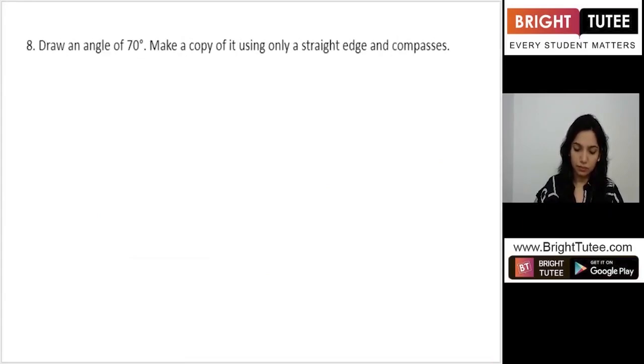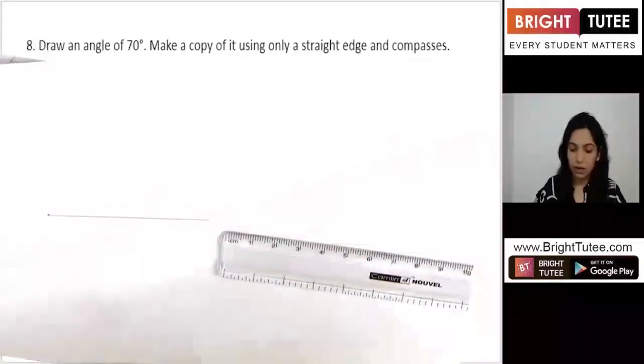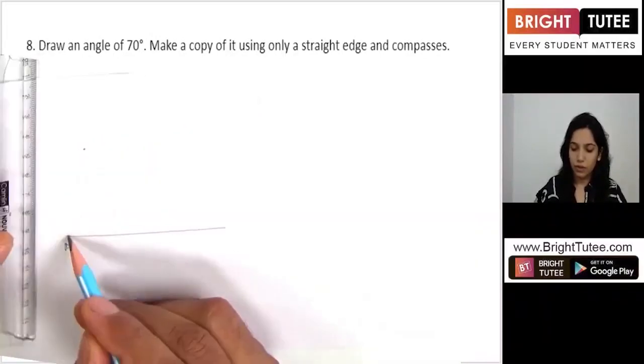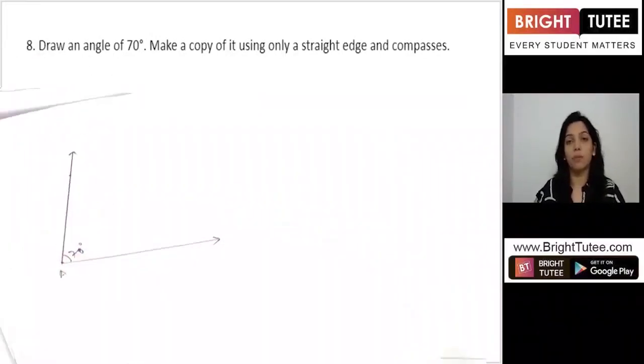Moving ahead, it says draw an angle of 70 degrees and make a copy of it using only a straight edge and compasses. So first of all, use the protractor and draw an angle of 70 degrees. Right, so when you are done with this, let's make a copy of this.